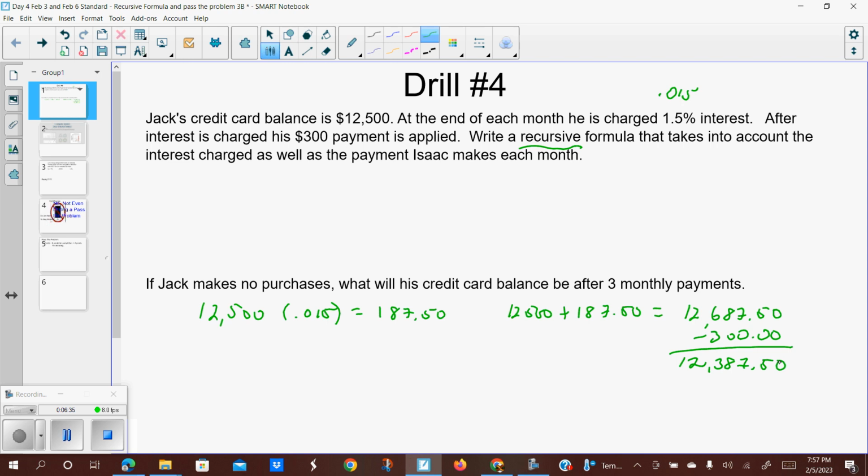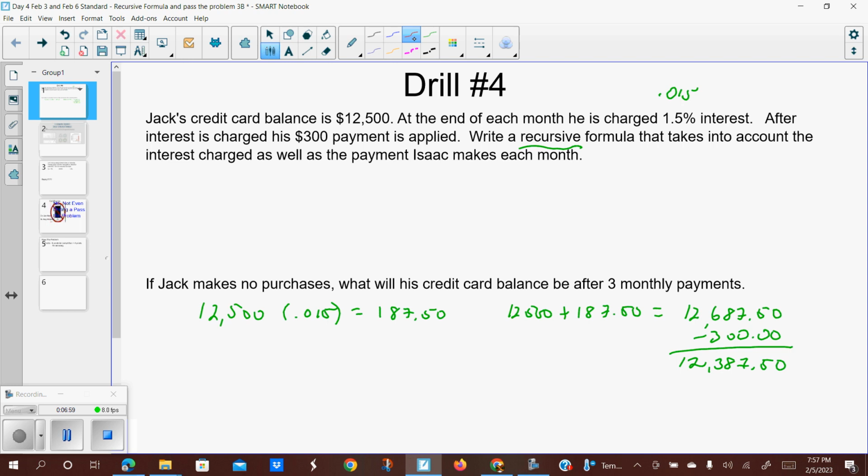That is less than the original amount that we started with, but we made a $300 payment. And if you plug that into your calculator, 12,500 minus our new balance of 12,387.50, we've only paid off about $112, but we made a payment of $300. Okay, that interest is really costing us a lot of money here. And you'll see just how bad it is after we get through the third month. So that's what it is at the end of the first month.